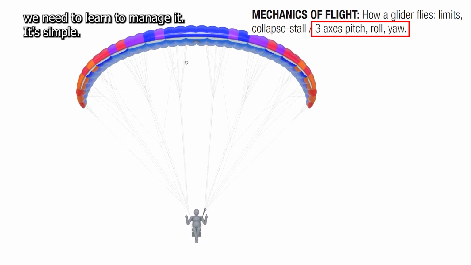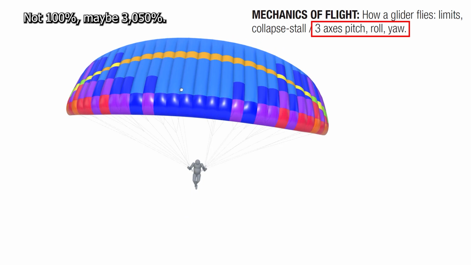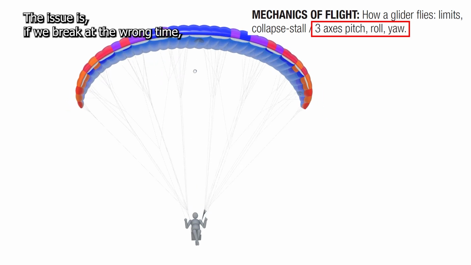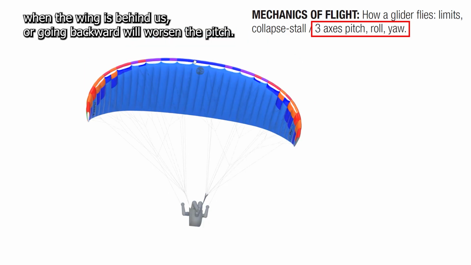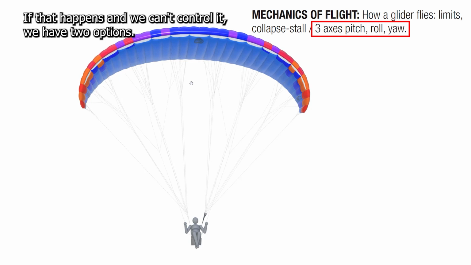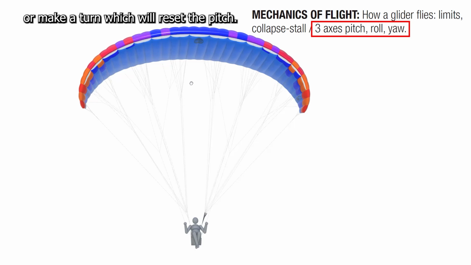It's simple. When the wing surges forward, brake energetically. Not 100%, maybe 30–50%, then release the brakes. That will stop the pitch. The issue is, if we brake at the wrong time, when the wing is behind us or going backward, we'll worsen the pitch. If that happens and we can't control it, we have two options: raise our hands and let it stabilize on its own, or make a turn, which will reset the pitch.